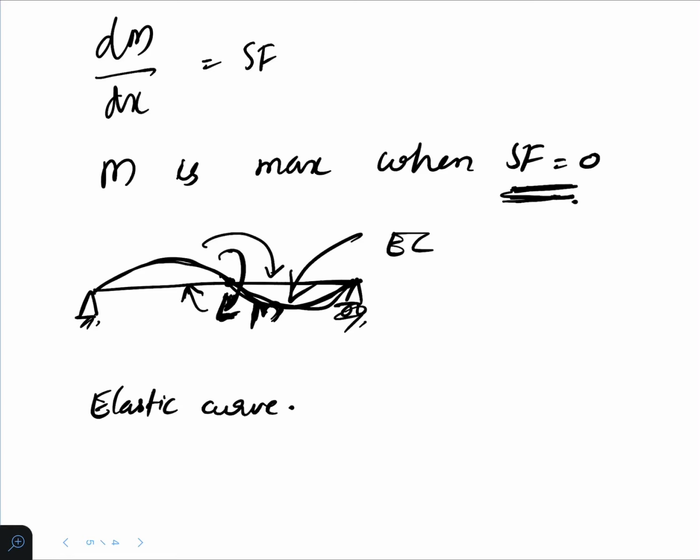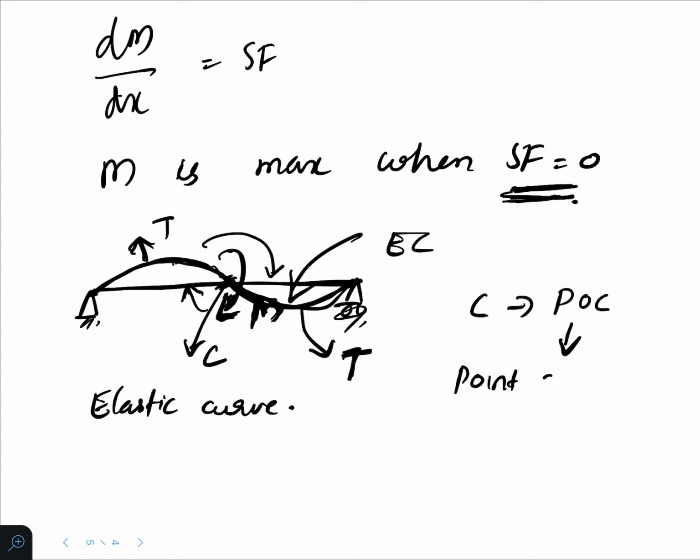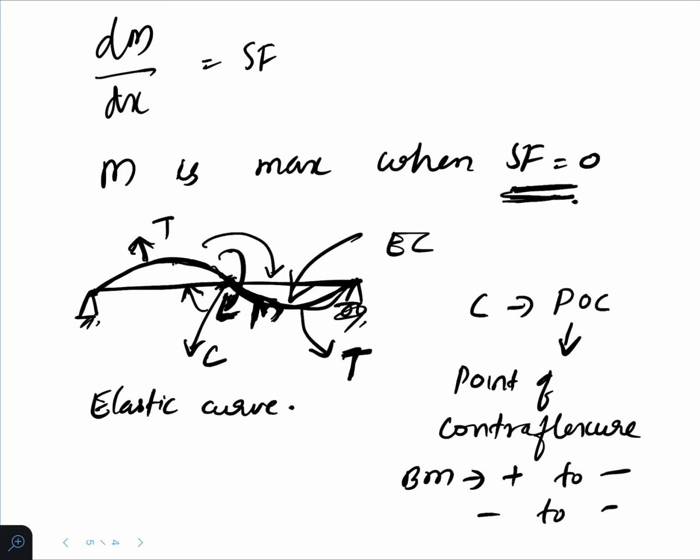So here, at this point, the beam has a change in the curve. The beam's tension side in this portion is upward, and then the remaining portion is downward. So it is totally changing its direction here at point C. So point C is called a point of contraflexure. Contraflexure: the bending moment changes its sign from positive to negative or negative to positive at this point.